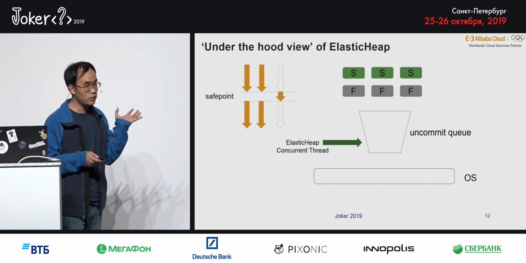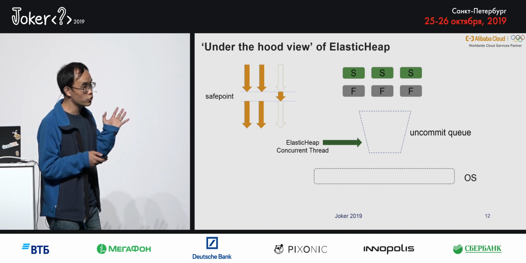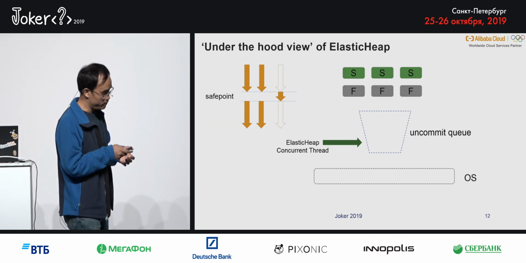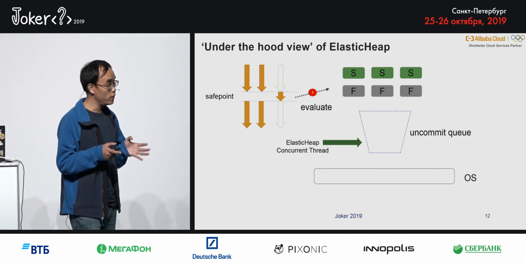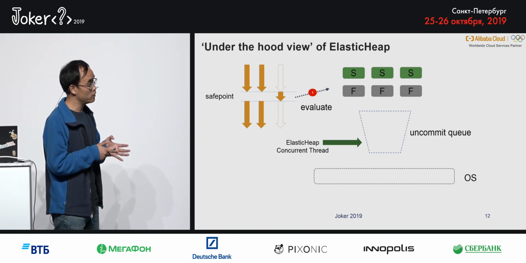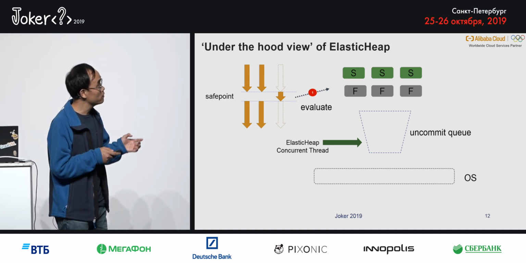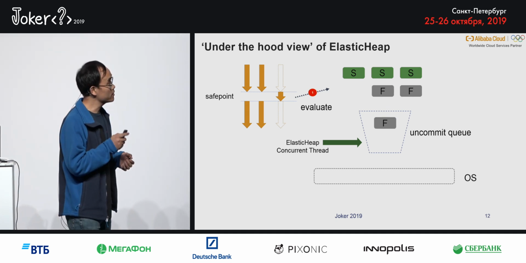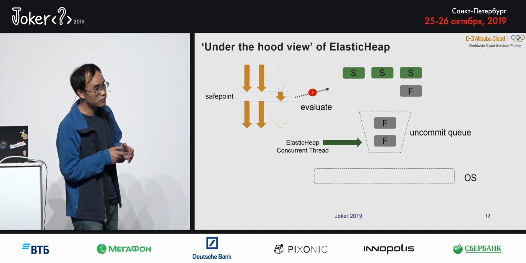This is a picture of how we can implement elastic heap. For this picture, I show you how we can return the unused memory to the OS. You can see in step 1, during the stop-the-world phase, at a safepoint, the VM thread will do the evaluation. If JVM thinks 2 heap regions are not used and enough to return to the OS, then it puts these 2 heap regions into what we call the uncommitted queue. This is the first step.